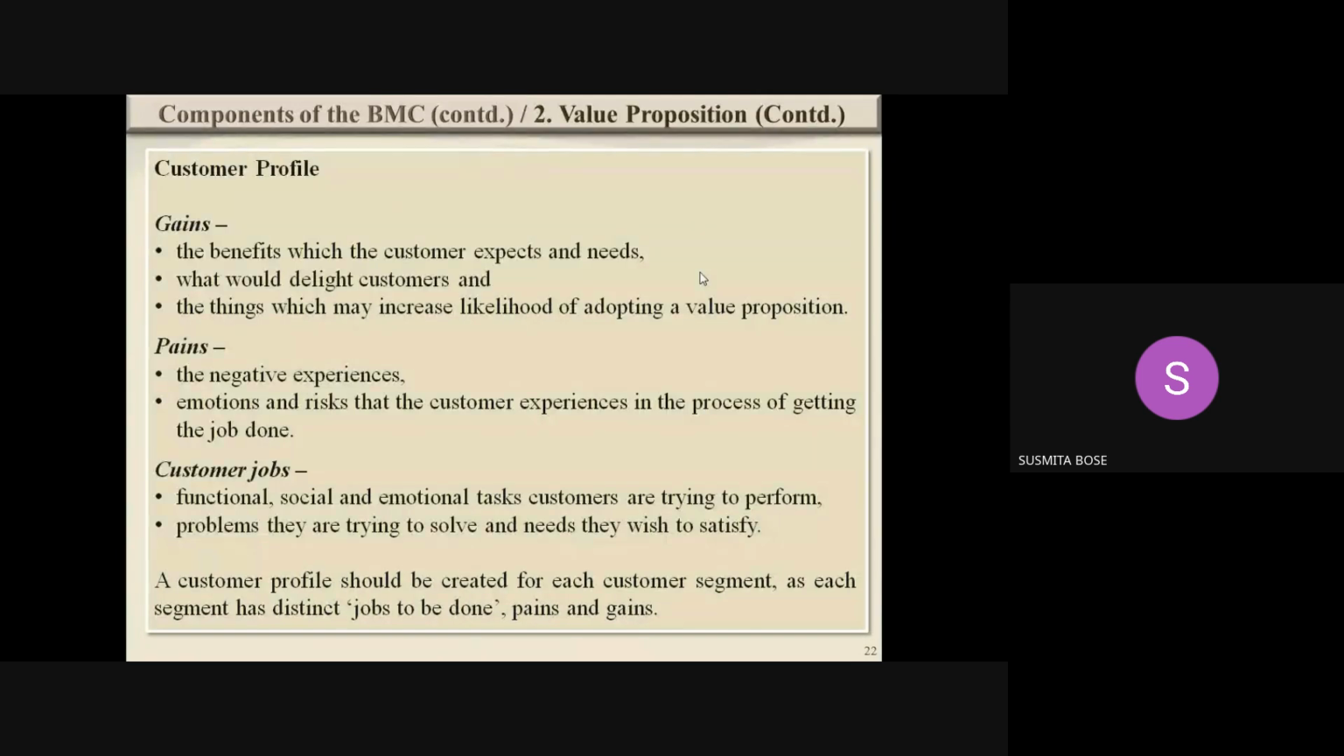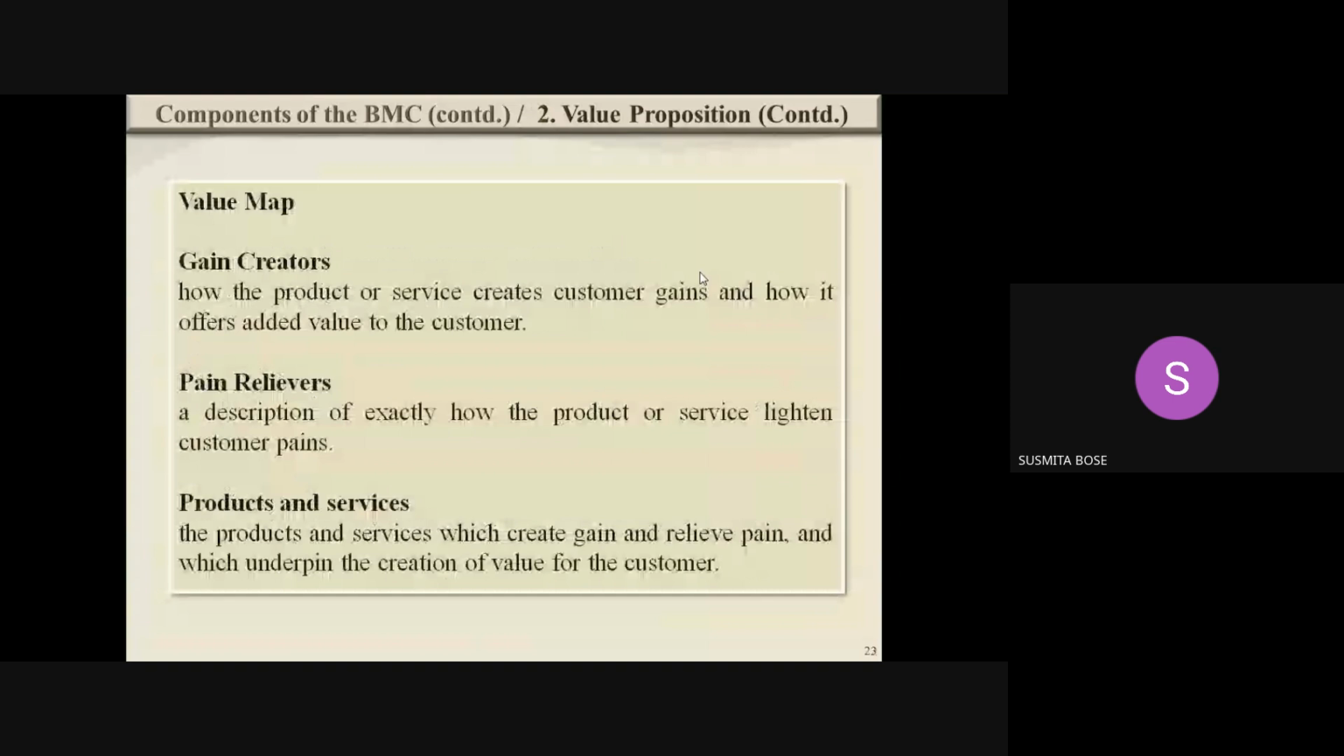It cannot be made universal, like one customer profile for all customers. It should be separate for each customer, because each customer is having different experiences. Like pains of one customer is not that much pain for some other customers, or no pain at all. One particular customer is feeling that he has gained, the other customer might not feel the same. So it should be different for different customers.